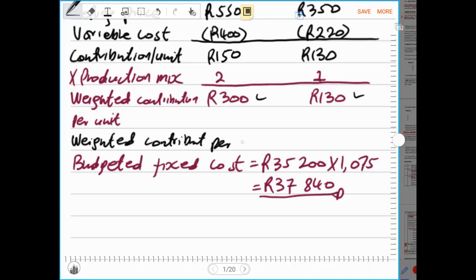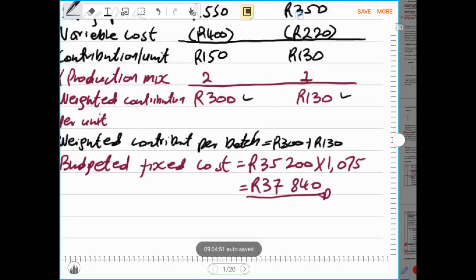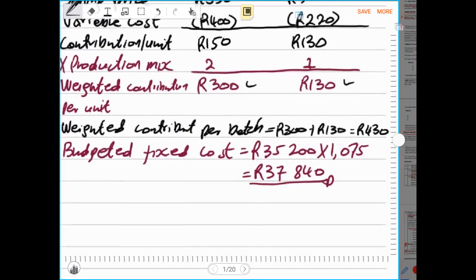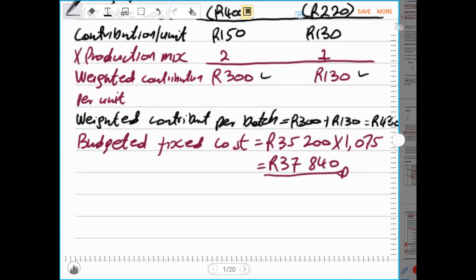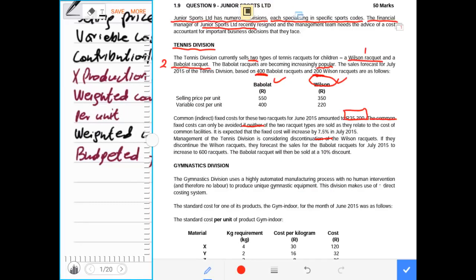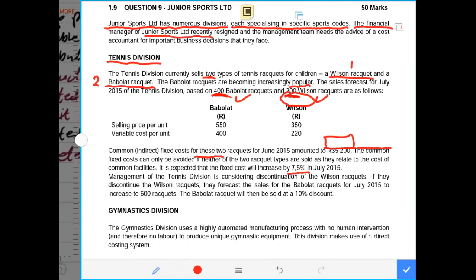So now it means we can calculate our weighted contribution per batch. And our weighted contribution per batch will be 300 plus 130. It will give us an amount of 430. This is the amount that we use in the calculation of the break-even point. So now let me just complete all the information related to the tennis division so that I see if there is no other costs that need to be taken into account.